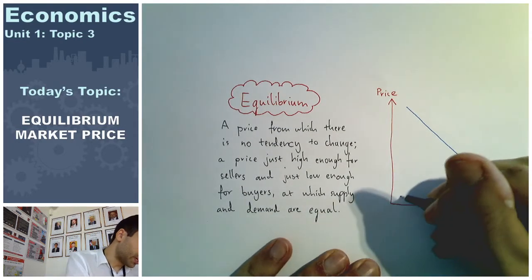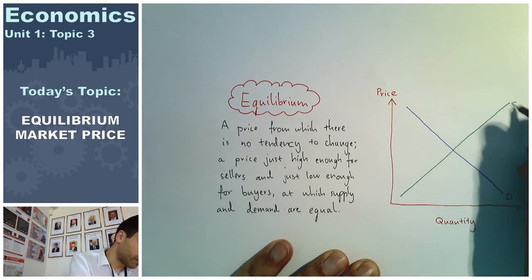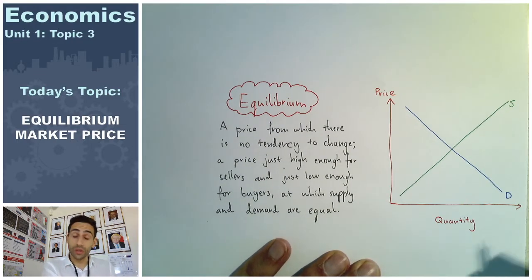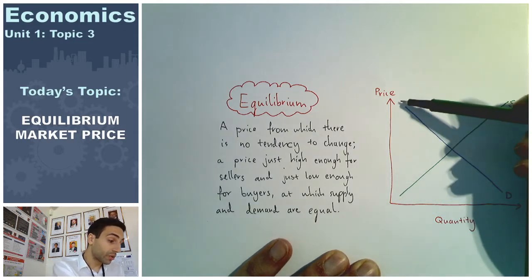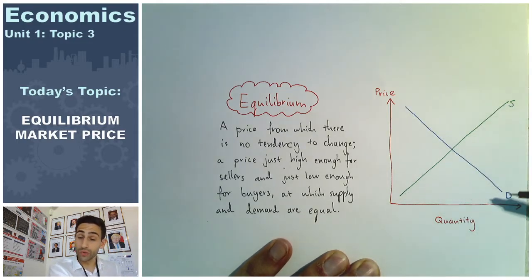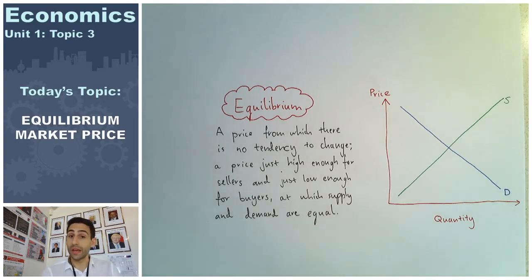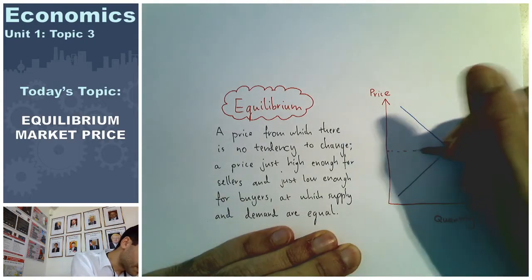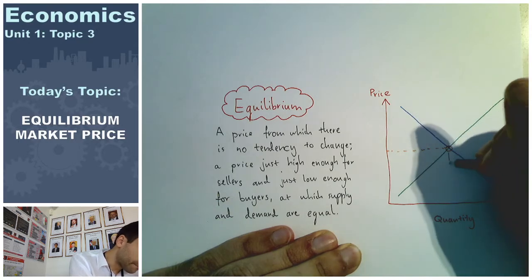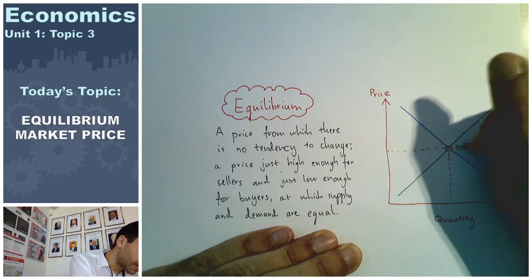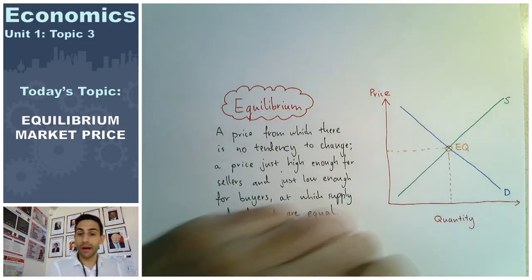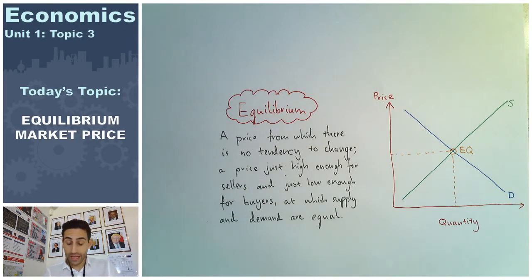We can also sketch in our supply curve, and our supply curve follows the law of supply. As the price increases, quantity supplied also increases because businesses will be making more profit. Equilibrium is when demand and supply meet. So equilibrium is this point here, which I'm just going to label EQ, our equilibrium market price. At that price there, buyers and sellers are happy to engage in transactions.